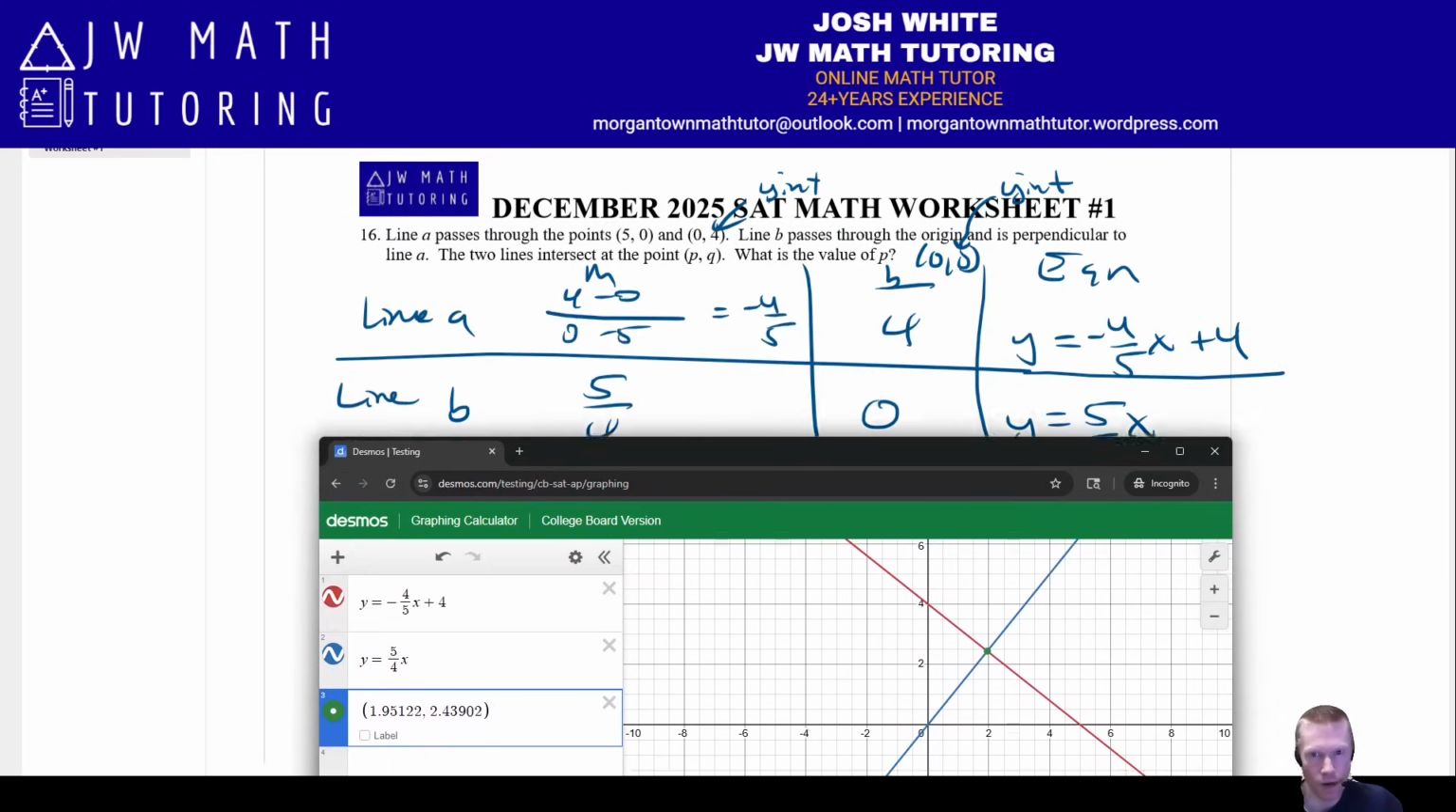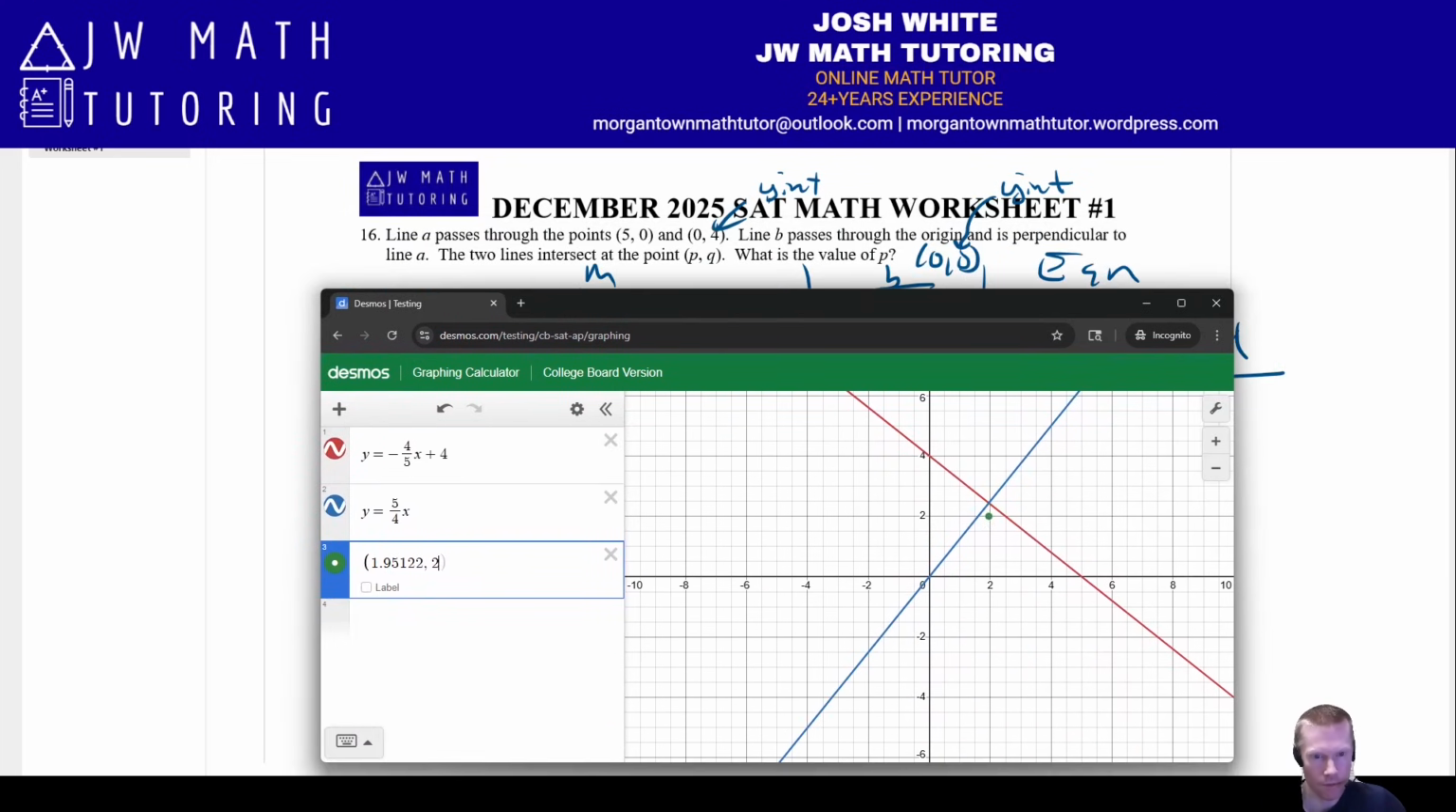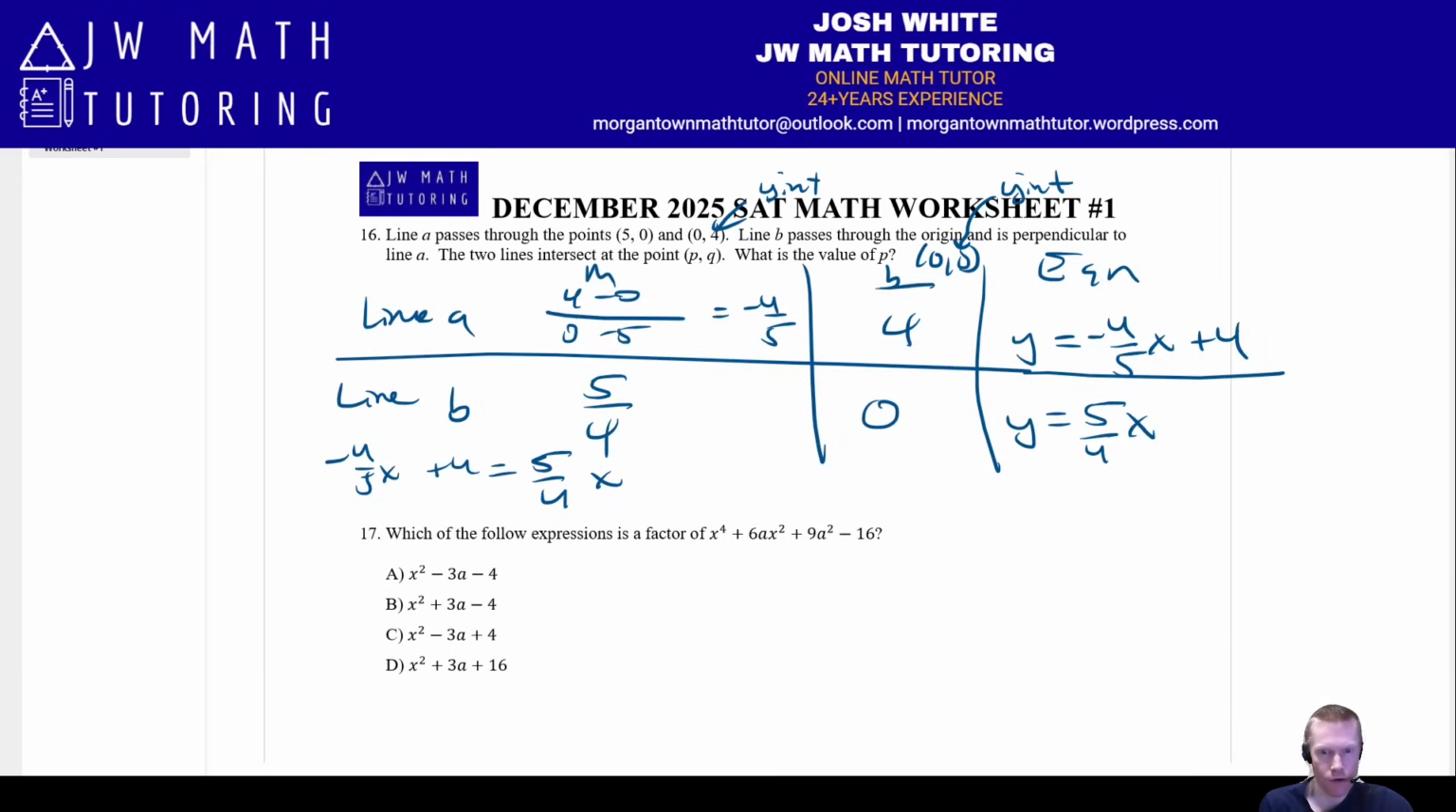So P is the x coordinate, so that's all we're concerned with. So let me just get rid of the y value. We only want the x value. Okay, so it looks like our answer is going to be, in decimal form, 1.951. So you could fill that in, 1.951. That's one acceptable answer.